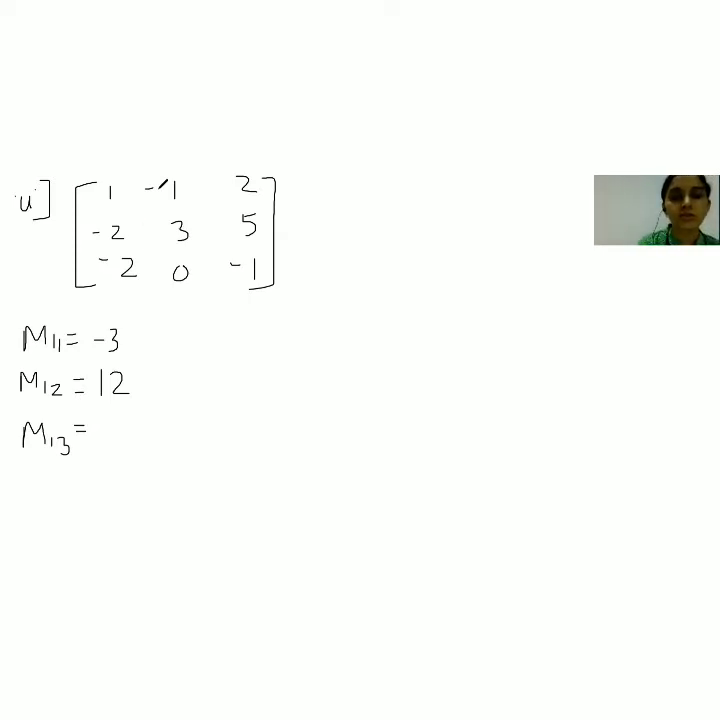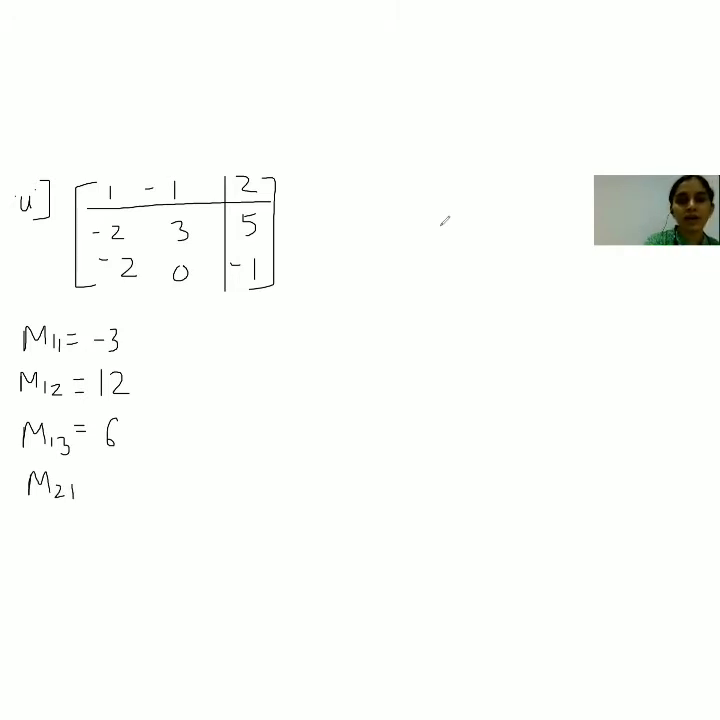M13 means first row and third column has to be hidden. So first row and third column has to be hidden. So the determinant is minus 2 into 0 is 0, minus of minus plus 2 3 is 6. So M13 is 6.